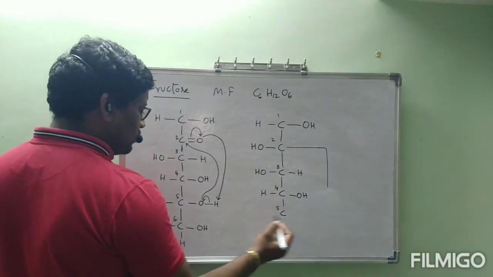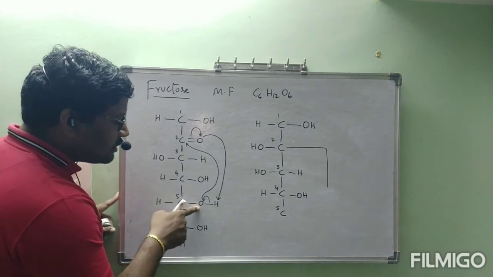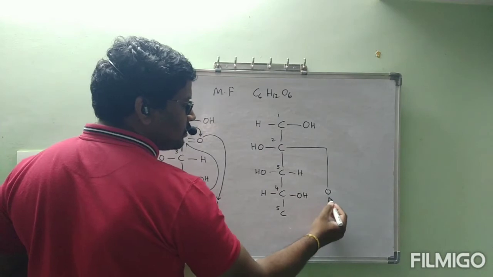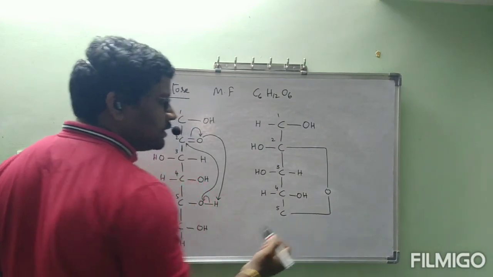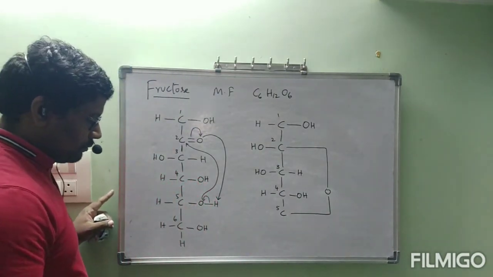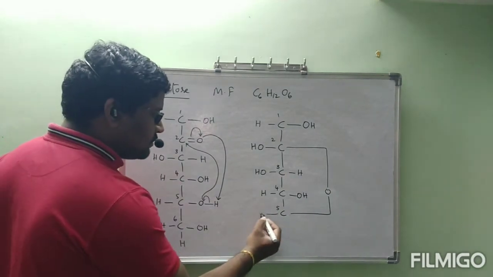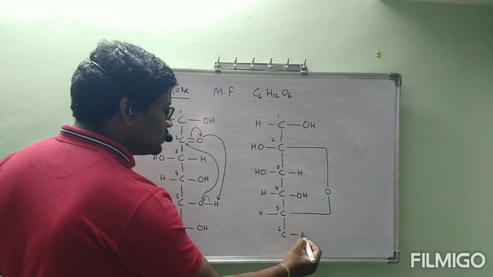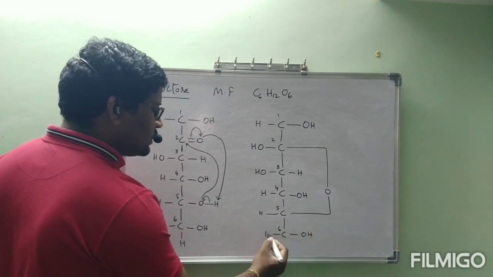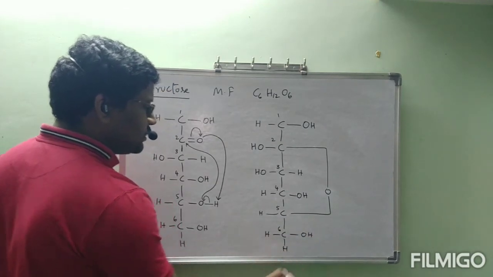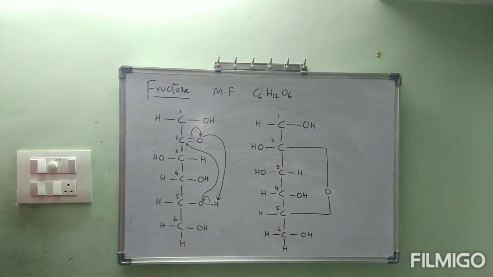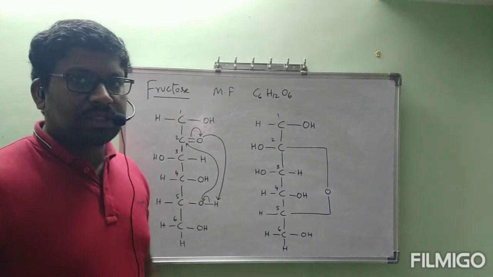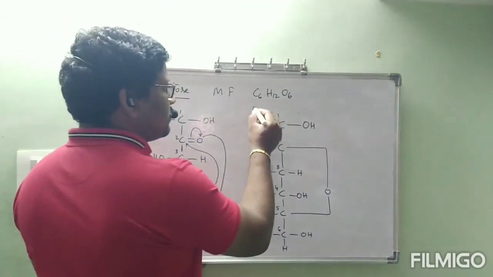Fifth carbon, see, now this fifth carbon oxygen is there. This oxygen is bonded with second carbon. So like this, H is present here. And finally sixth carbon contains OH on right side, H. Okay, this is the Fischer projection closed structure of fructose.